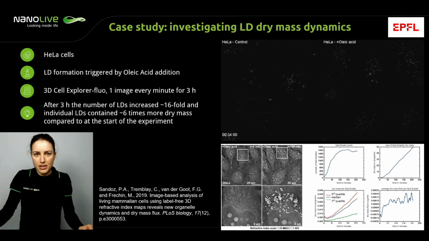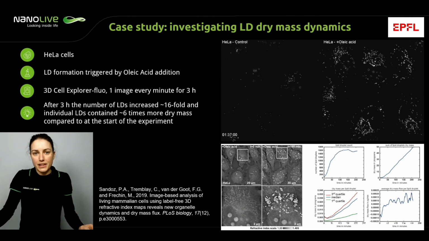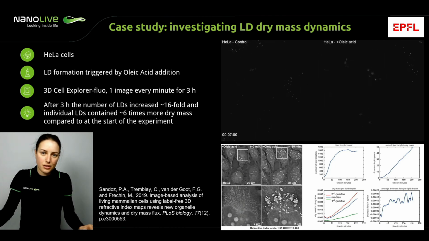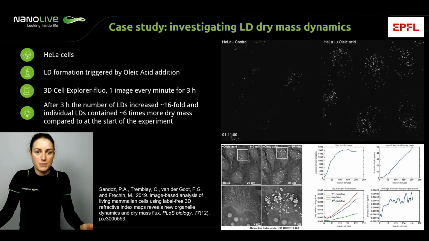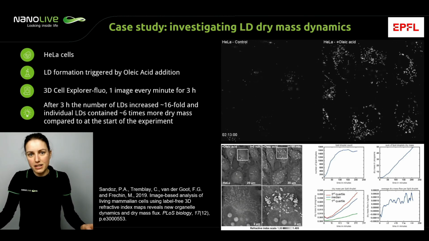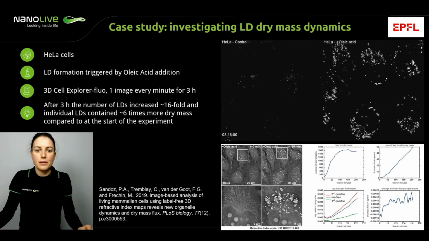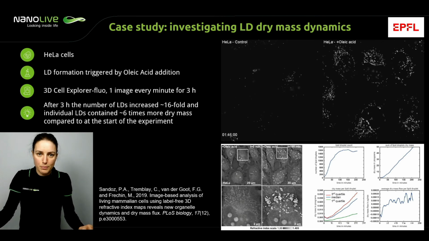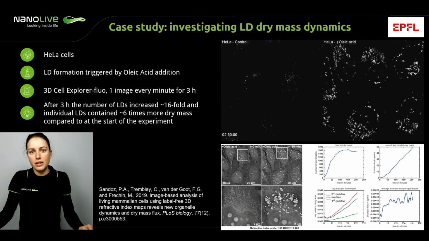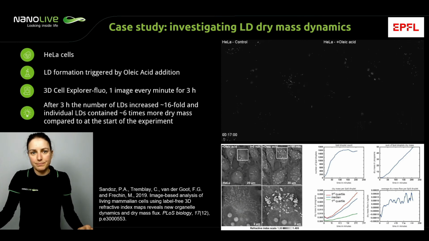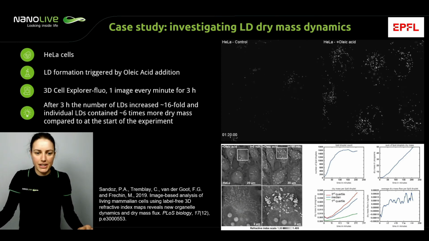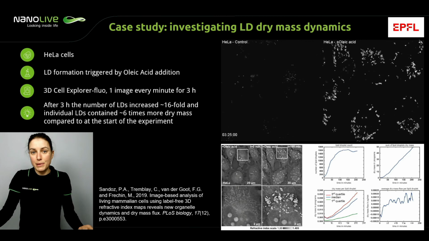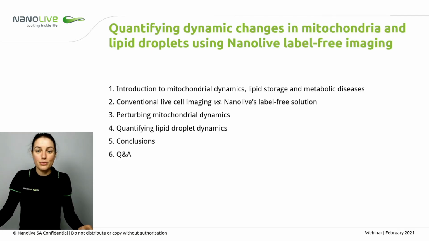After 3 hours of exposure to oleic acid, lipid droplet count increases 16-fold, while individual lipid droplet dry mass content is 6 times higher at the end of the experiment than at the start. So this, for example, would be a good technique for looking at lipid droplet formation and calculating rates of how they grow over time. So I invite you to check out that publication if you have the time. So plenty of food for thought for today. That's all I have time for now.